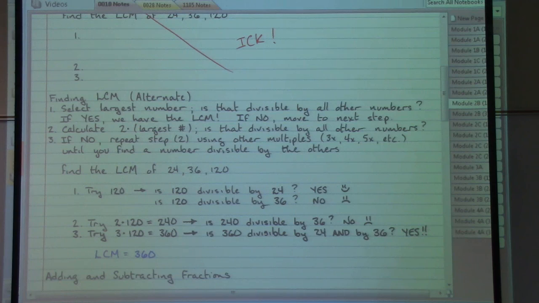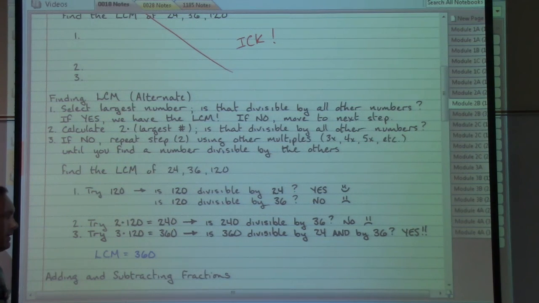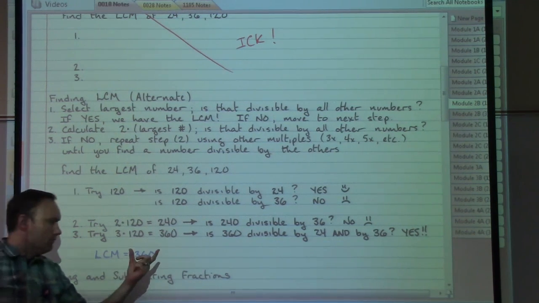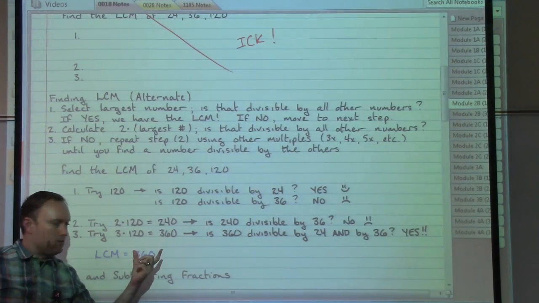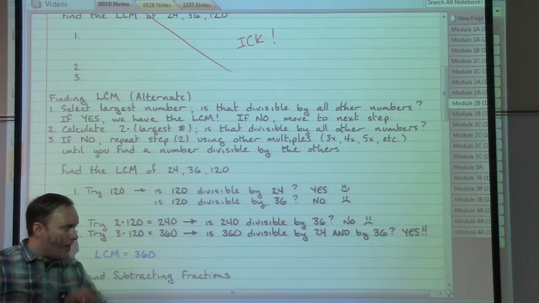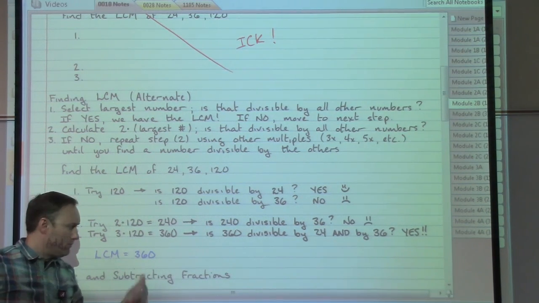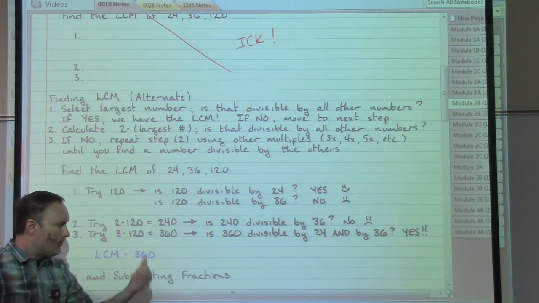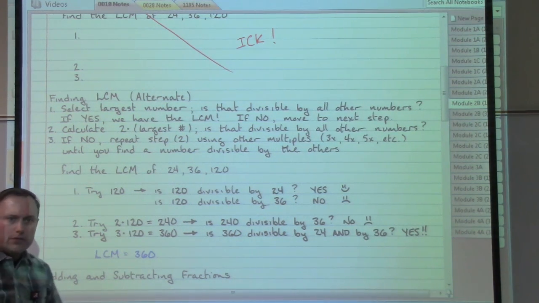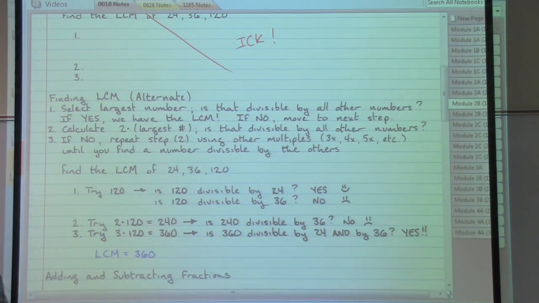I want the smallest possible number: 24 that we'll go into, 36 will go into, and 120 will go into. Well, I used the 120 to build this, so I know that the 120 works. And I just checked out the 24 and the 36 and say, hey, yeah, those will go into 360. 24 will go into 360, 36 will go into 360. Awesome. This is the number that I want.